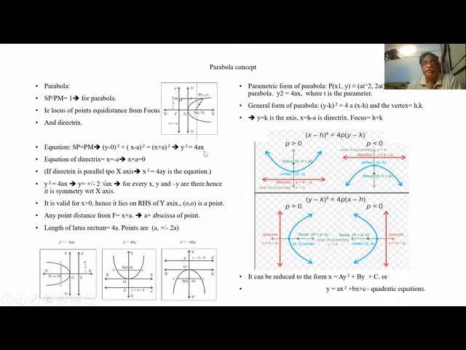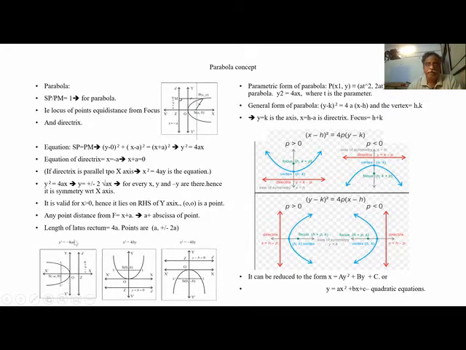Can x be negative? Suppose x is negative. Then y square would be negative, and y is not a real number, it is a complex number. So it does not exist for this graph. So it is only possible for x positive. If x is minus, y square is minus 4ax. That means for y square is equal to minus 4ax, x is always minus here.